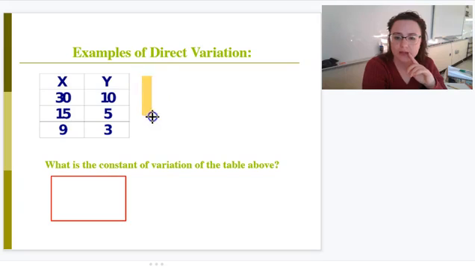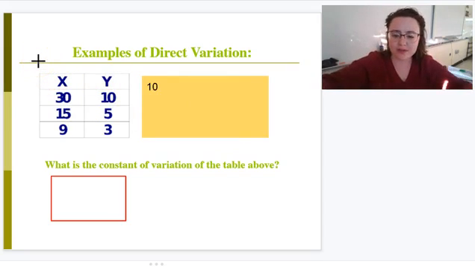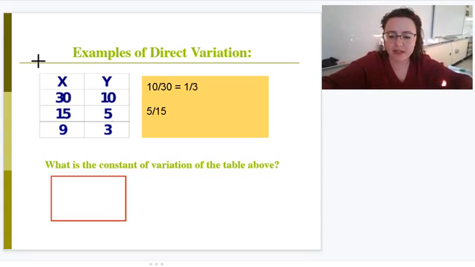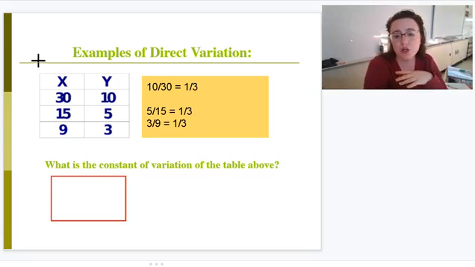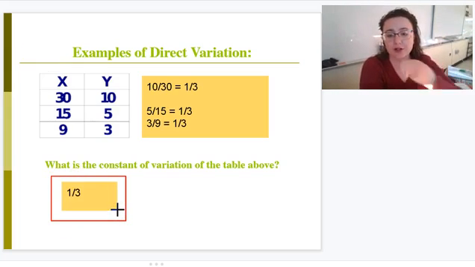All right, so same thing for direct variation. I need to divide. So I'm going to do y divided by x. So I'll do 10 divided by 30, which reduces to 1/3. For my next one here, I will do 5 divided by 15, which also simplifies to 1/3. And then, for my last one, 3 divided by 9 also simplifies to 1/3. So my constant of variation for this problem is 1/3.